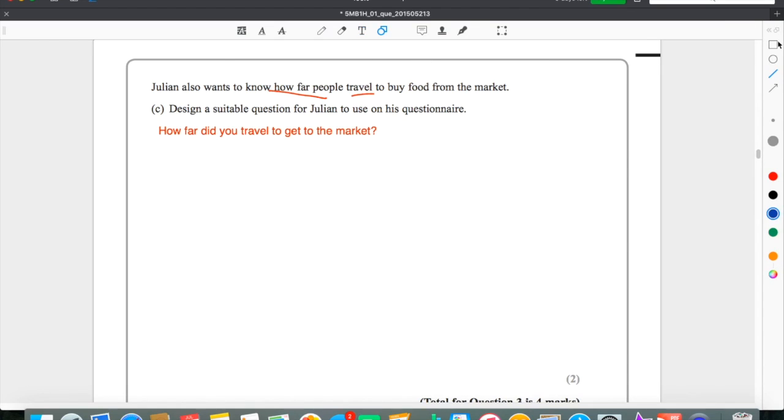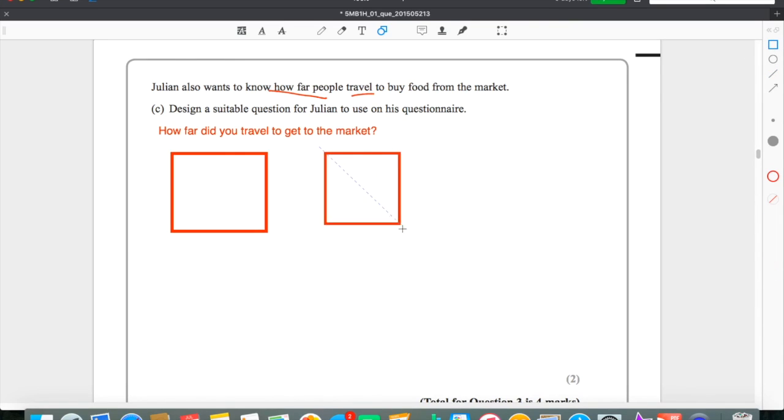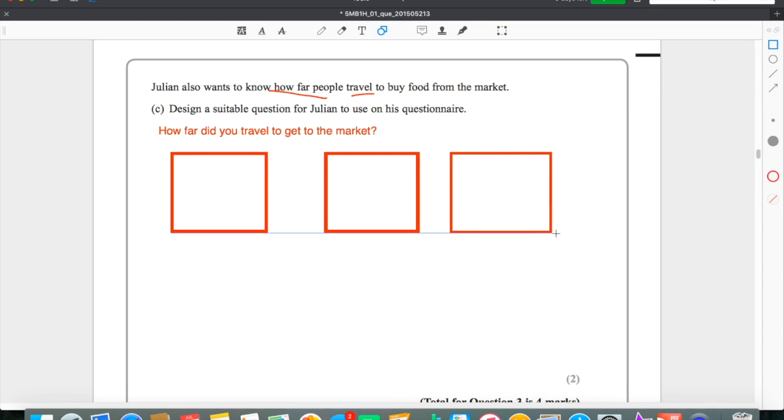And our answer boxes, we're looking at perhaps 3 boxes would be fine for this question. So we draw them out. Let's move that across there. And we could have less than 5 miles, 5 to 15 miles, or more than 15 miles. Okay, and that would be the 2 marks.